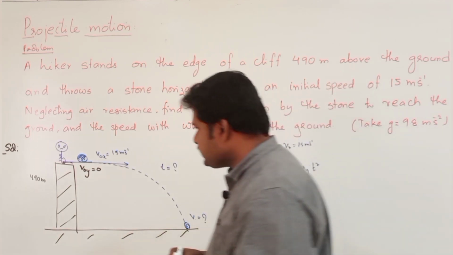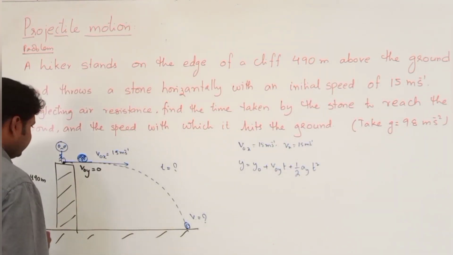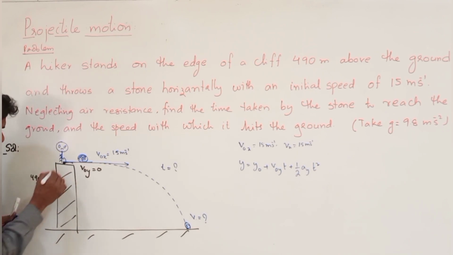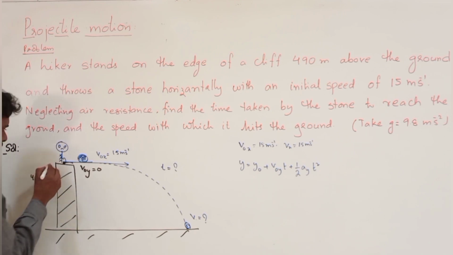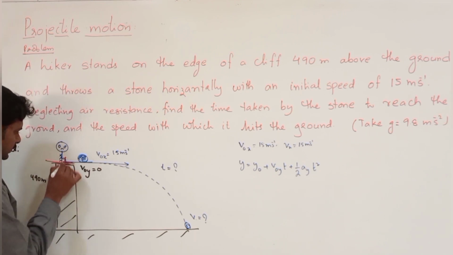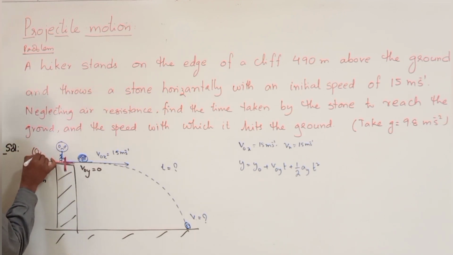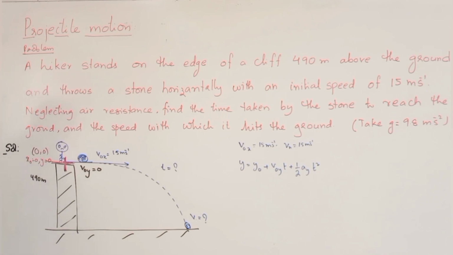Now, what is the origin? What is the initial point? We choose this to be the origin. This is origin 0 comma 0. X naught is 0 and y naught is 0 at time t equal to 0.